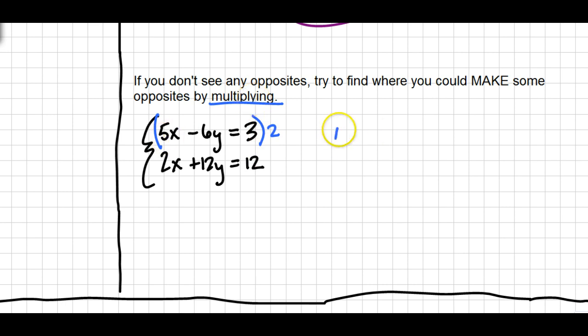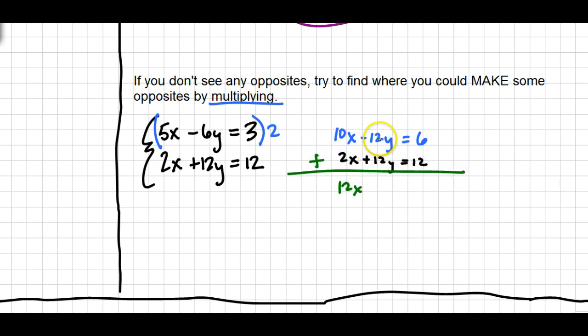So that top equation is going to turn into 10x minus 12y equals 6. Bottom equation is going to remain the same. So now when I add vertically, I'm going to get 12x, the y's are going to cancel, and then I get 18. If I divide both sides by 12, I'm going to get 18 twelfths, which reduces. Since they're both even, I could divide them both in half.